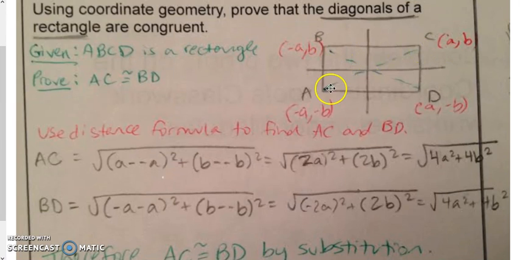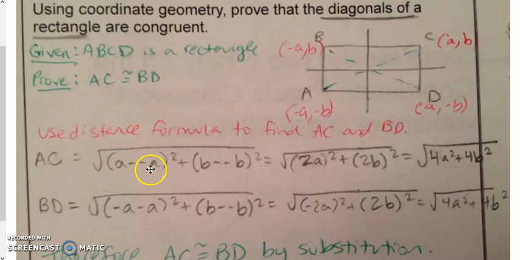So here you'll see I set my rectangle up so that it's centered about the origin. So I said, okay, if this point C is A to the right and B up, then D is the same amount to the right and the same amount down, so that would be A, negative B, and then this is negative A, B, this is negative A, negative B. So I did the same thing as far as using the distance formula to find AC and BD, and you'll see my algebra is just a little bit more complicated.